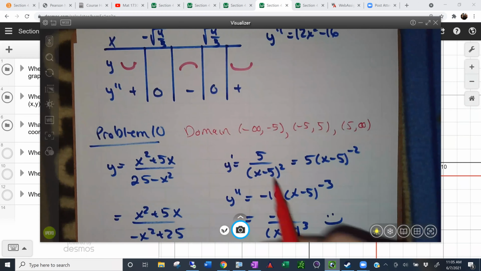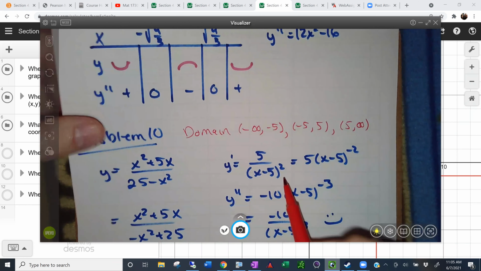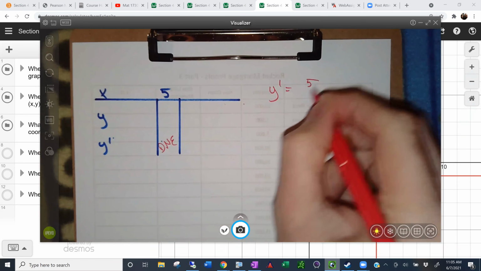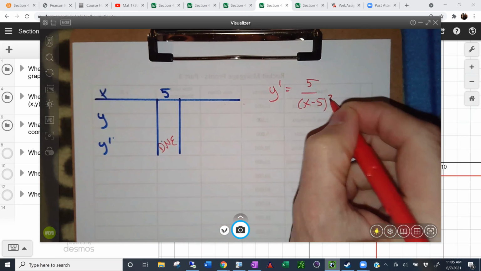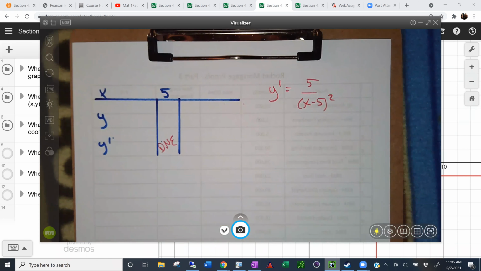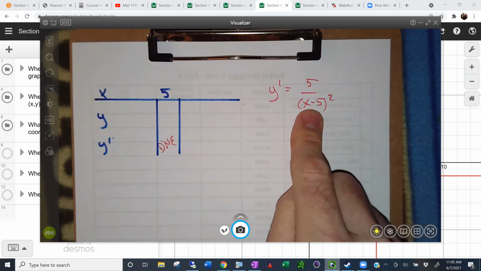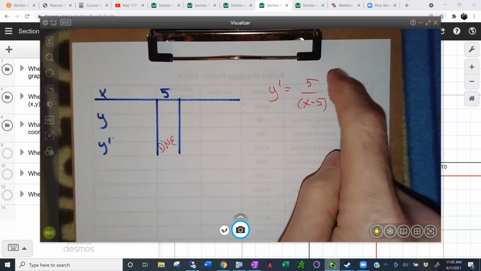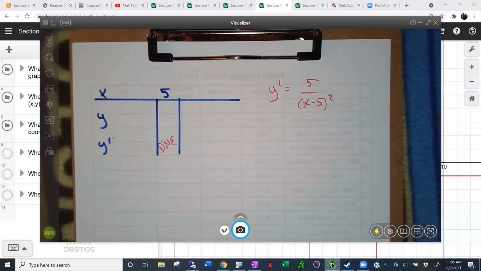So I need a test point to the left of 5 and to the right of 5. Y prime equals 5 over (x minus 5) squared. I'm not going to bother putting this one into a calculator. I think we can kind of anticipate the sign here. Let's just choose something like 0. 0 minus 5 is -5, squared is 25. But the numerator is positive and so is the denominator. So this is going to be positive.